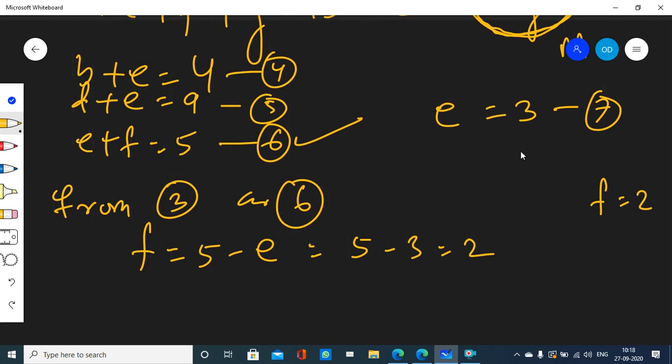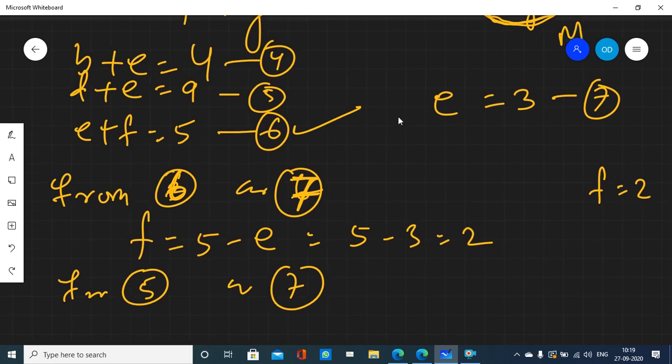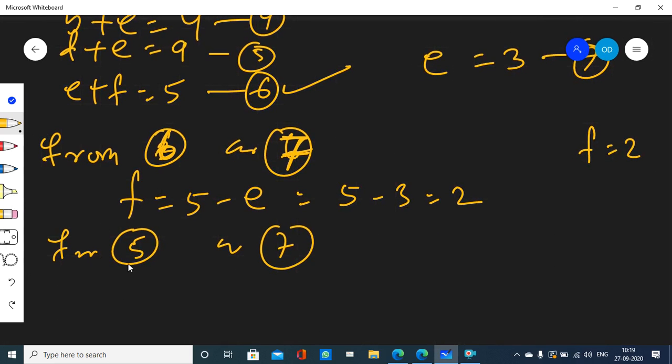Then if I put the value of E in equation 5, from this... 6 and 7. Sorry, from 5 and 7. Equation 5, equation 7, D is equal to what? 9 minus E. And E is 3. So 9 minus 3 is 6, right? So D is equal to 6.